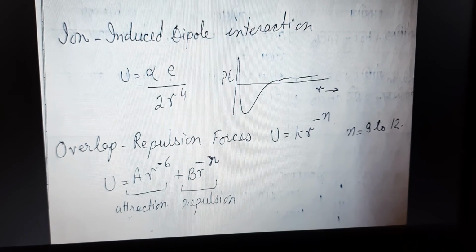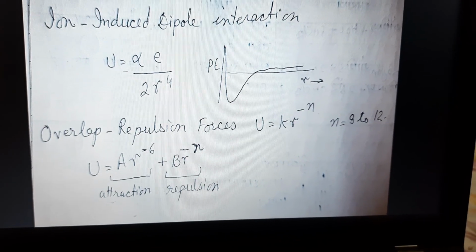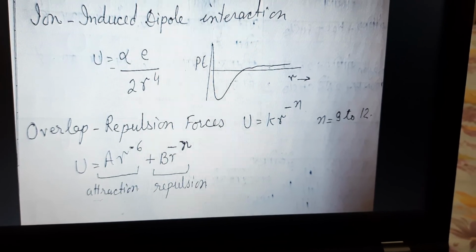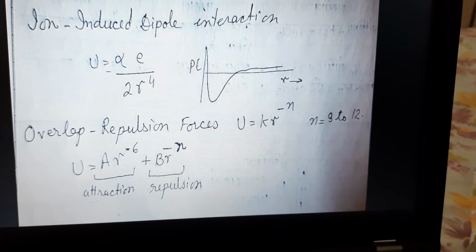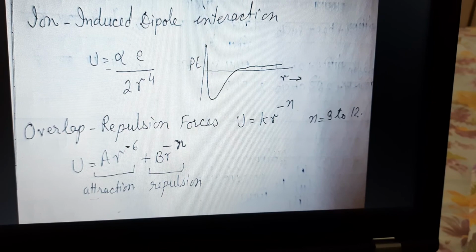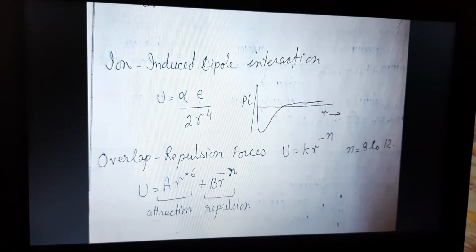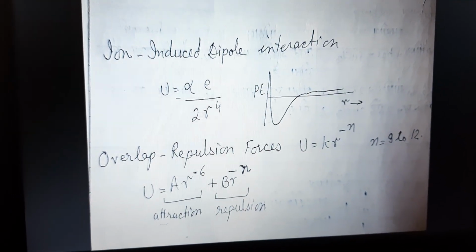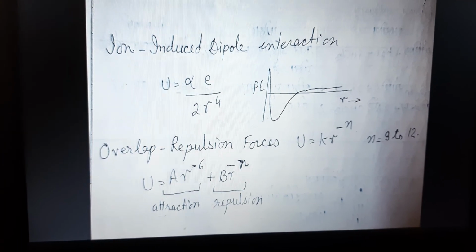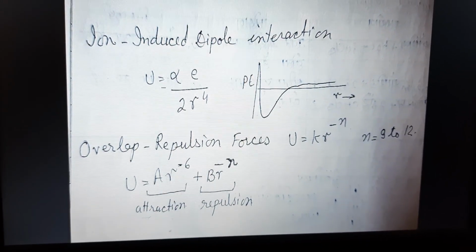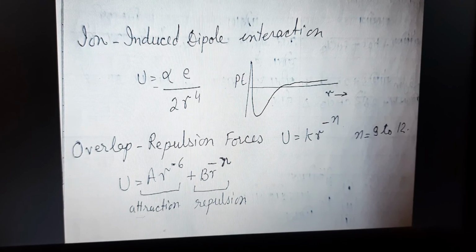Fifth, ion-induced dipole interaction. The energy of interaction of ions with a non-polar molecule is U is equal to minus alpha e square upon 2r raised to 4. It is a weaker and short range attraction. This energy of interaction cannot supply the energy required to dissolve an ionic substance. Thus, such substances are not readily soluble in non-polar solvent. All the above forces are referred to as van der Waals forces.